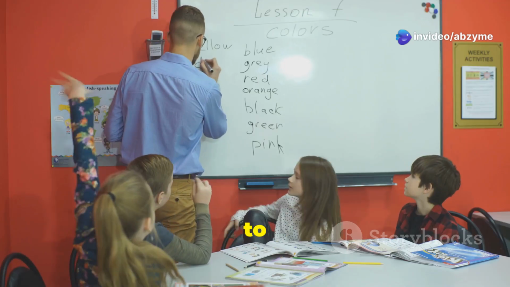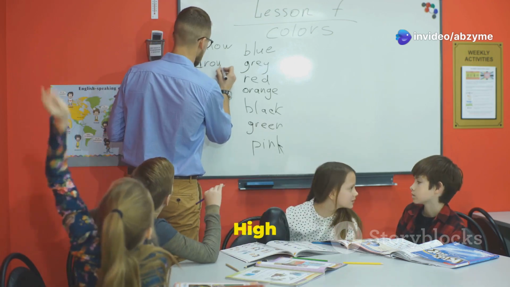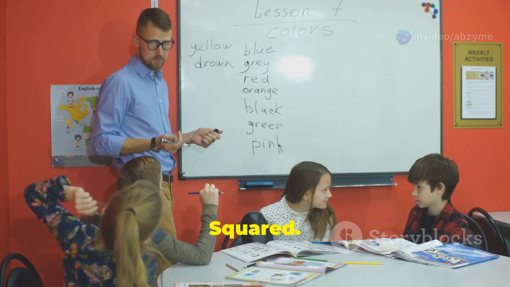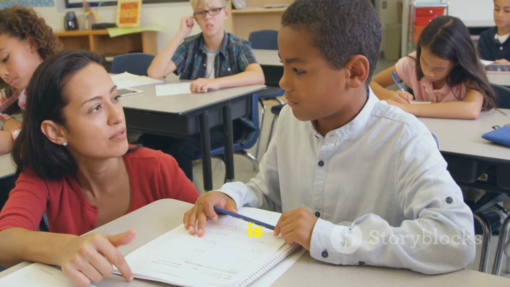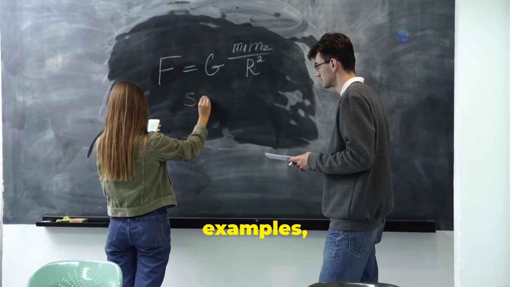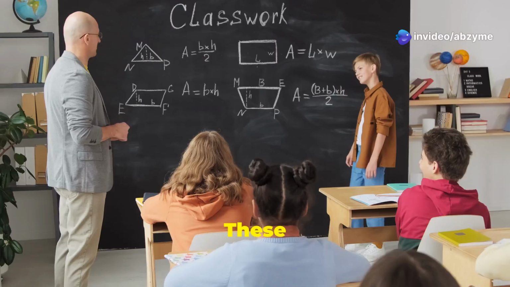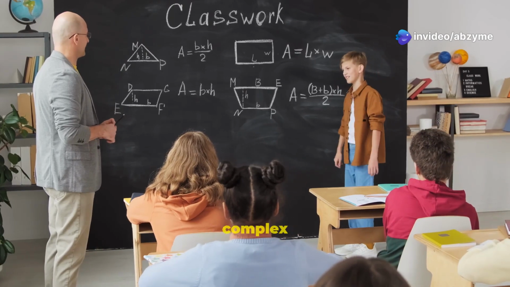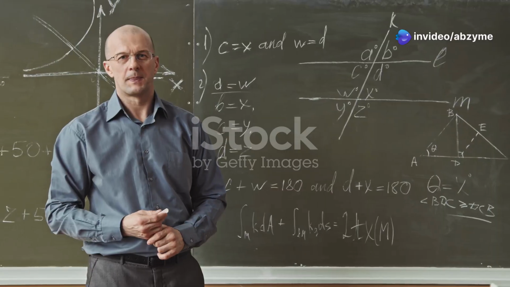A helpful mnemonic to remember the quotient rule is low d high minus high d low over low squared. Just like with the chain rule, practice is key to mastering the product and quotient rules. Work through a variety of examples and don't be afraid to make mistakes. These rules are tools to help you differentiate complex expressions.